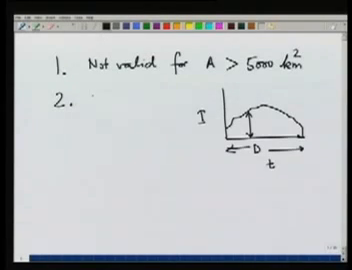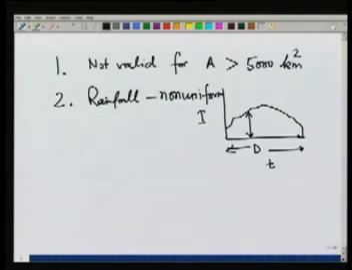So if the rainfall is non-uniform, and also it cannot be approximated by a uniform distribution, in that case we cannot apply the unit hydrograph approach.